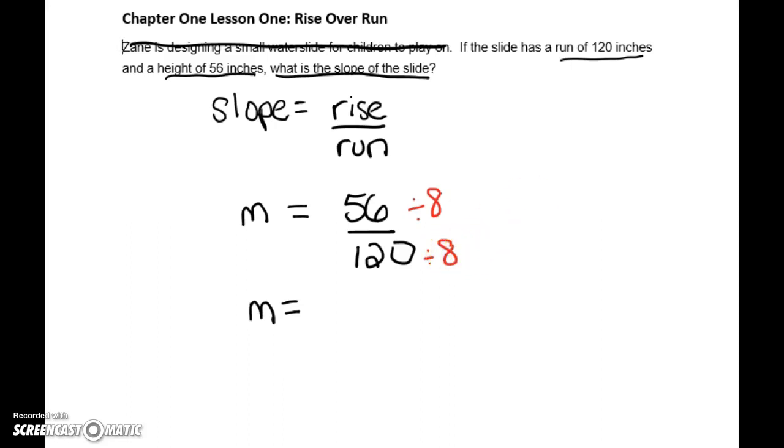So when you reduce the top and the bottom by 8, you would find that your fraction is 7 over 15. Or if you want to just put it into your calculator, divide the two numbers, and you would have the answer of 0.47.